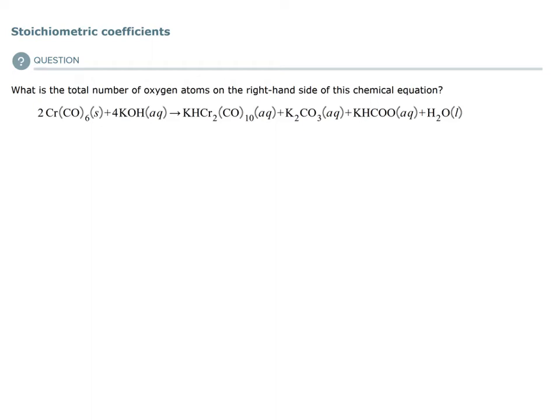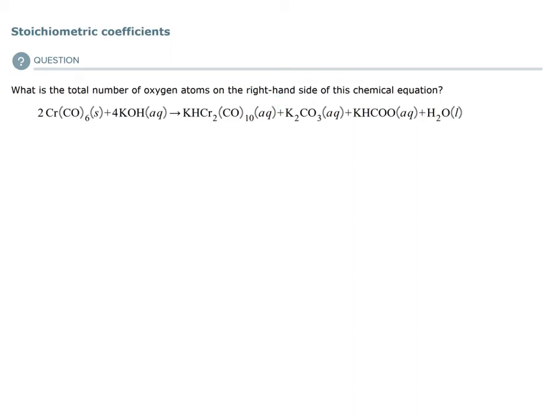This topic looks at stoichiometric coefficients. So the question says, what is the total number of oxygen atoms on the right-hand side of this chemical equation? Let's look at the chemical equation and see if we can figure out what is what. We're looking for oxygen atoms on the right-hand side of the chemical equation.